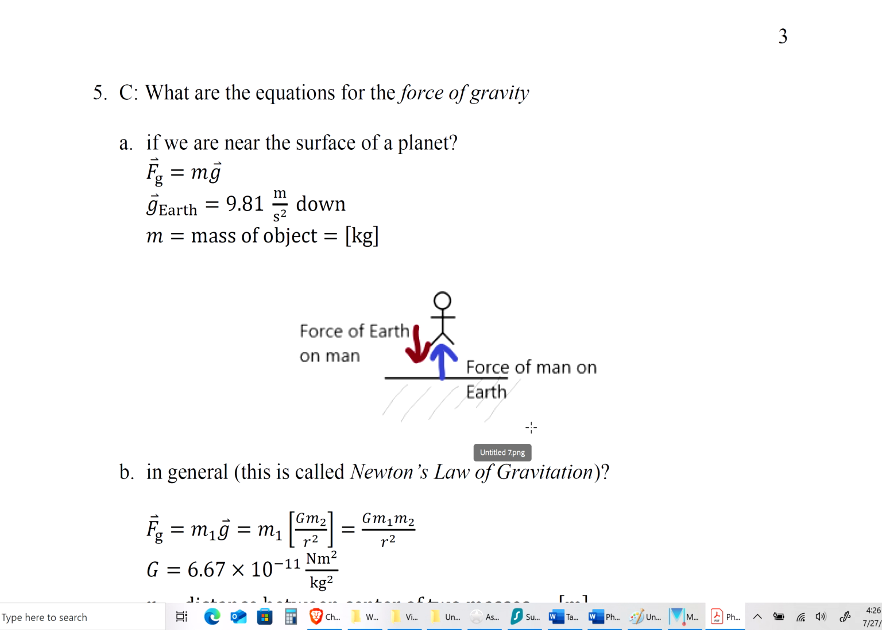Question number 5. What are the equations for the force of gravity? If we're near the surface of a planet, the force of gravity is mg, where little g is 9.81 meters per second squared, down. M is the mass of an object. So if you jump, according to this image, the Earth pulls you down and you pull the Earth up.